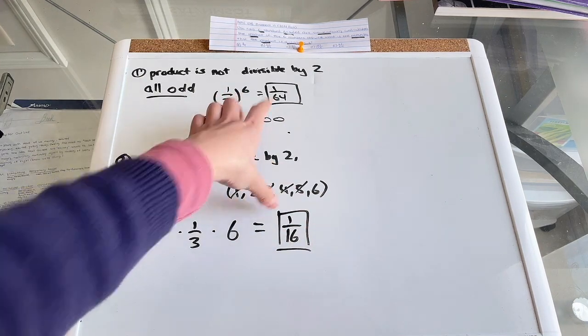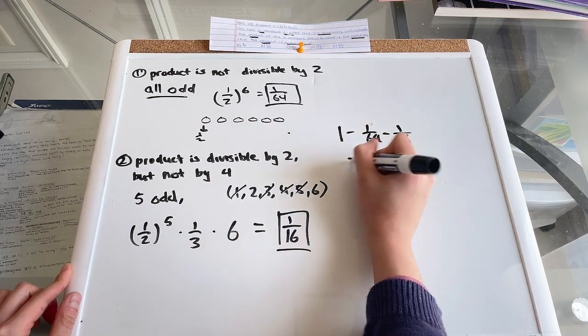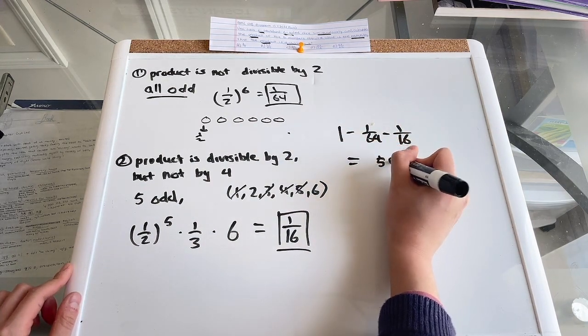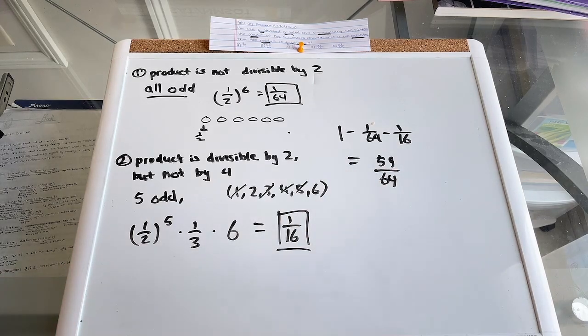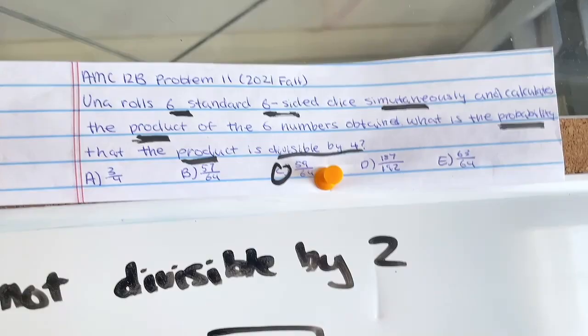These 2 are the probabilities that the product is not divisible by 4. So to find the probability that the product is divisible by 4, we just subtract these 2 from 1. So we simplify, and then that gets us 59/64. So looking at our answers, we can see that the answer will be C, 59/64.